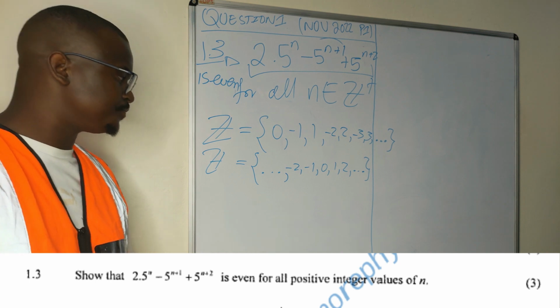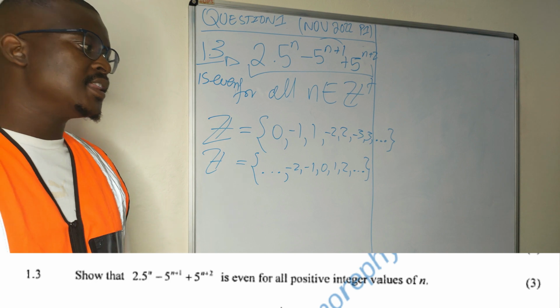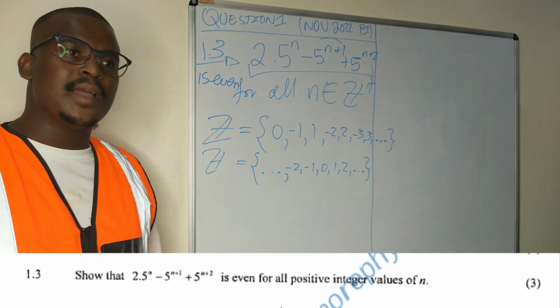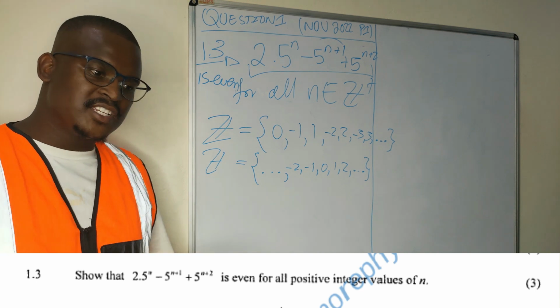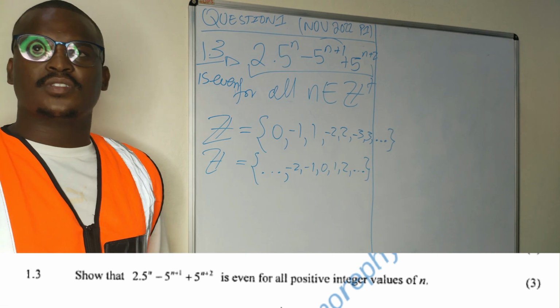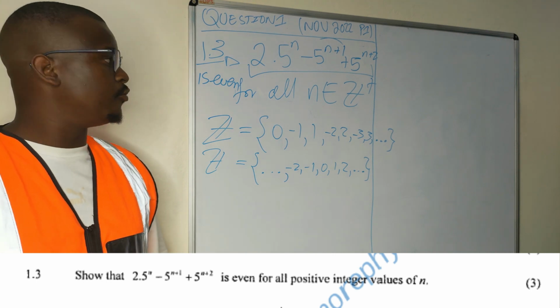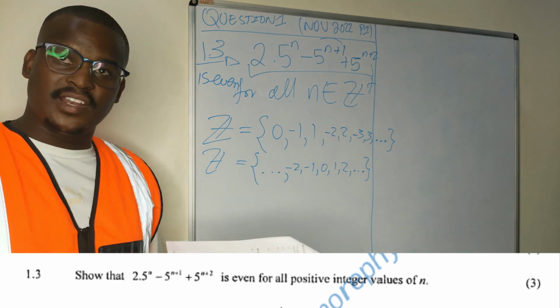So they're saying show this. So how do you show this? The first thing that you should understand is the term even. What do they mean by even? You must know the definition of an even number. Once you know the definition of an even number, you can easily show that this thing is even for all n is a positive integer. So what is an even number?